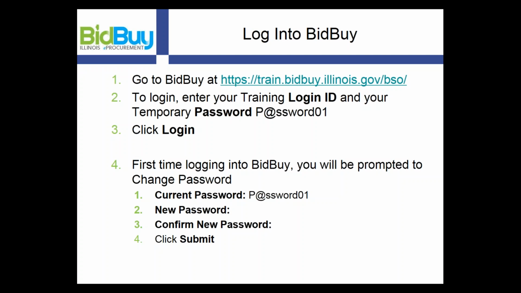I do want to add, please do not enter real vendor data into the train environment. You can create your own fake vendor account if you'd like to see how documents process, such as the bid tab, the purchase order, those types of things when you gain access to the system if you haven't already. But please do not enter real vendor data into the train environment. And when I say real vendor data, don't create a vendor account with real vendor data. Thank you.